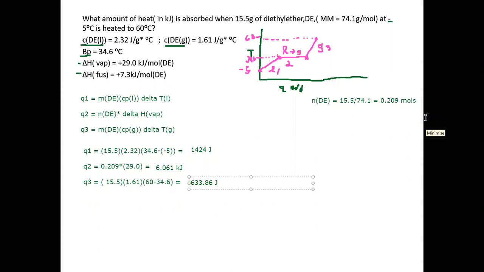X-axis is Q added. Y-axis is temperature. Now we have all three Q's. You'll notice that Q1 and Q3 are in joules, so we've got to convert them to kilojoules, because when you add them, you have to make sure they're in the right unit.